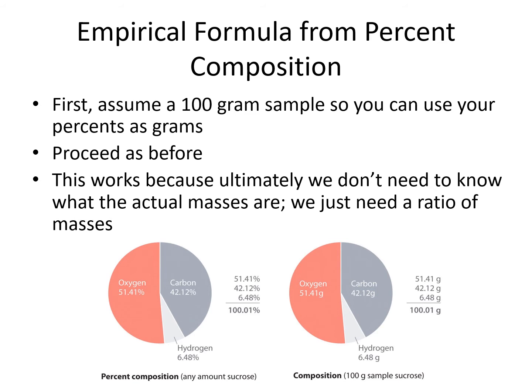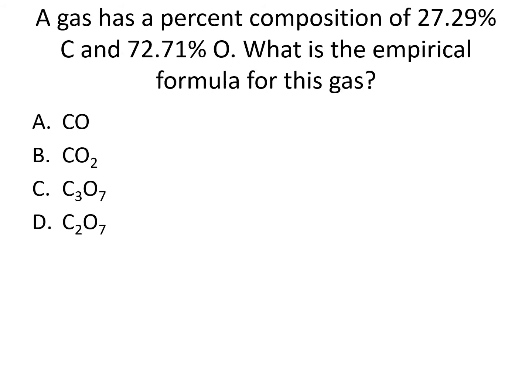So if we did that same assumption for each of the elements in the compound, then our ratios should still hold true. So it doesn't actually matter what the actual masses are, as long as we know the ratio of those masses. So as you approach this problem, again, you're finding the empirical formula the same way as you've done before. You just have that one extra step at the beginning to do.